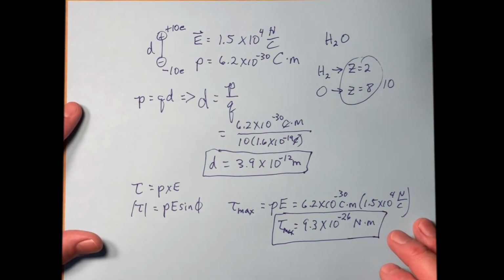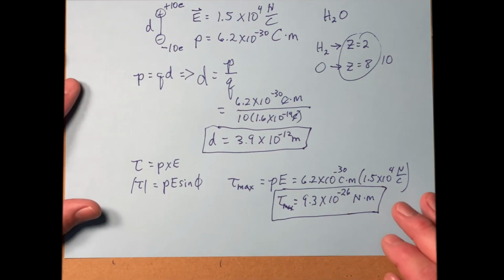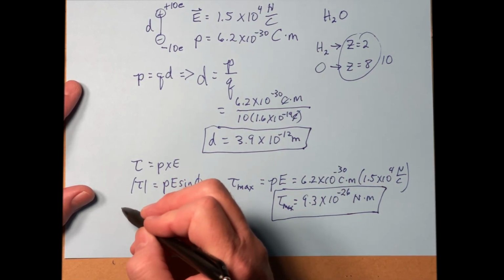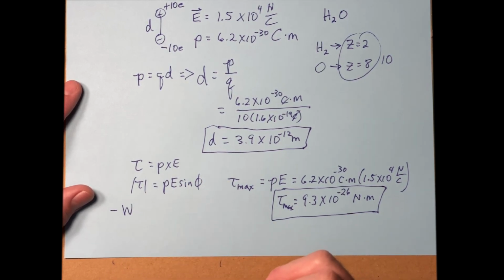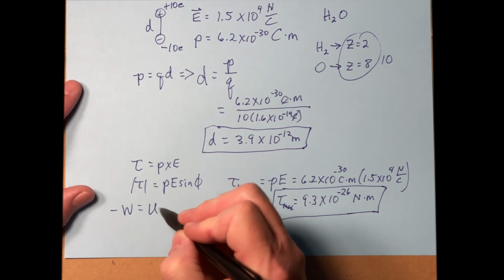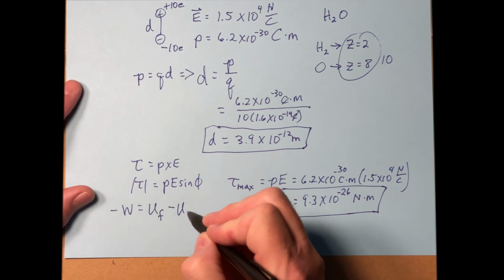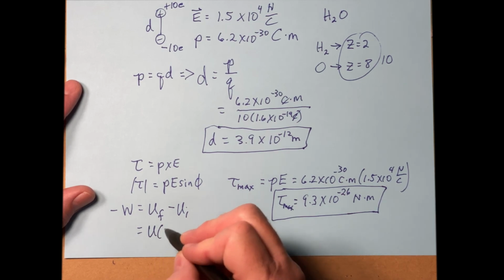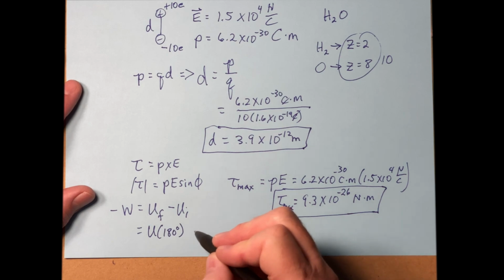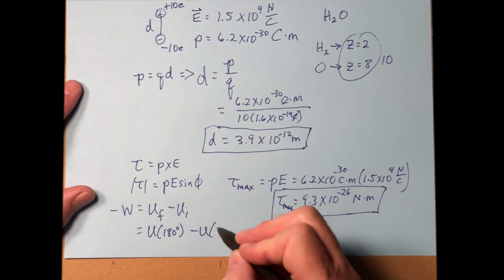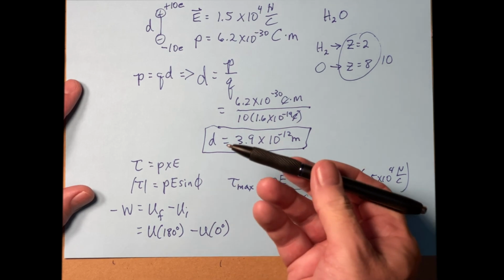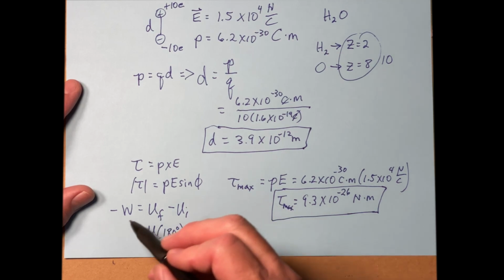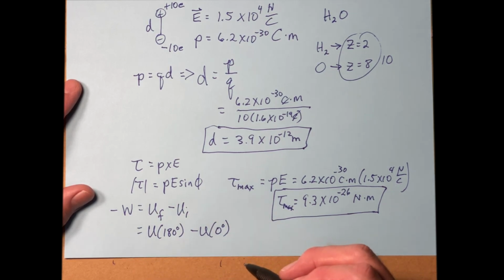All right, we can also figure out the amount of work required to flip it from some angle to another angle. Let's say the amount of work, we'll call that negative W, and that's equal to U final minus U initial. And U final, let's say, is at 180 degrees minus U initial, which we'll say is 0 degrees. So we're flipping this thing over from 0 degrees all the way around to 180 degrees. And how much work is required to do that?